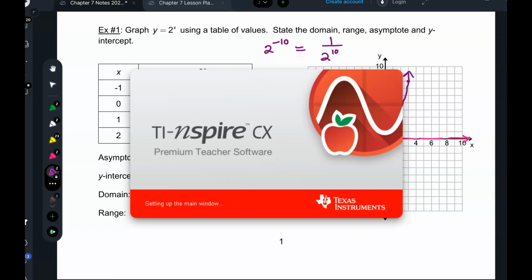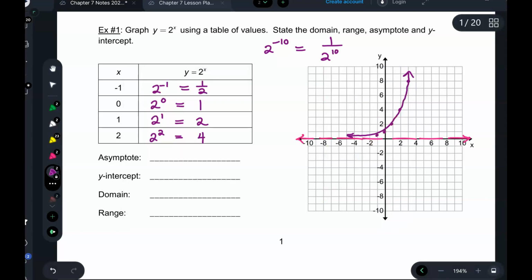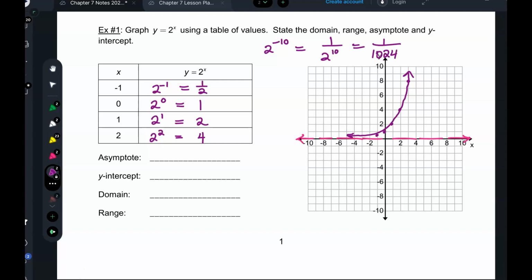Let's see if my calculator ever loads. 2 to the power of 10. 1024. So, if I were here at -10, how do you graph 1 over 1024?